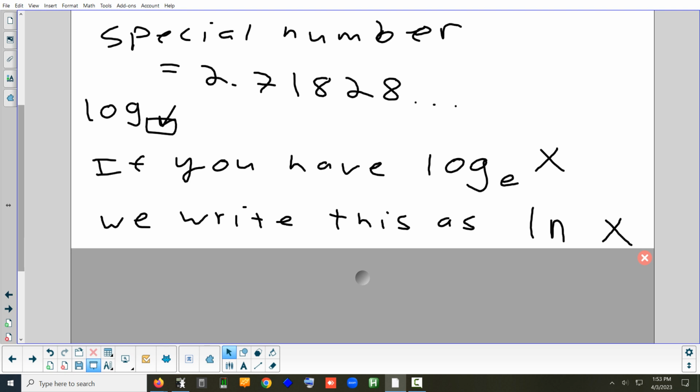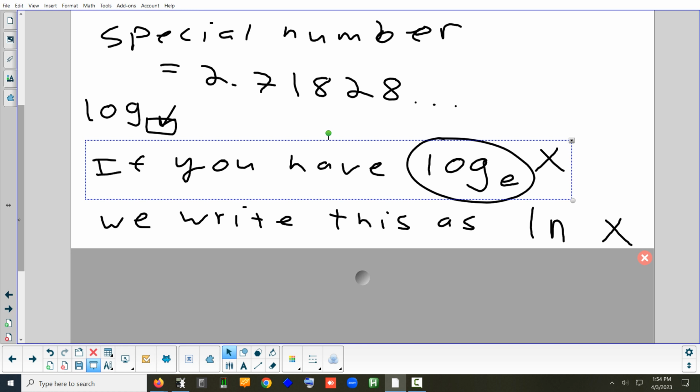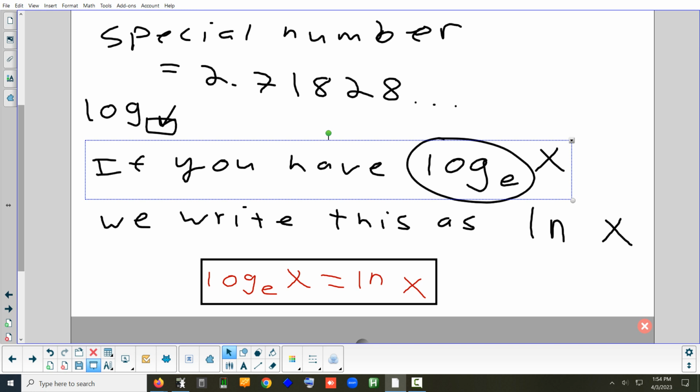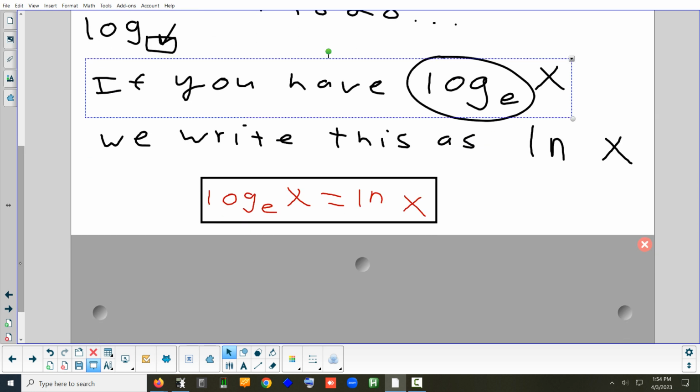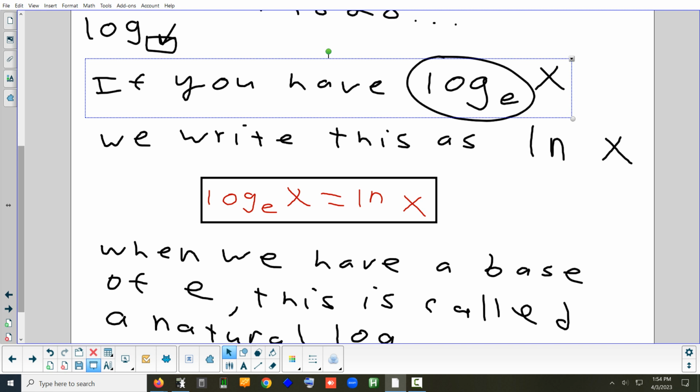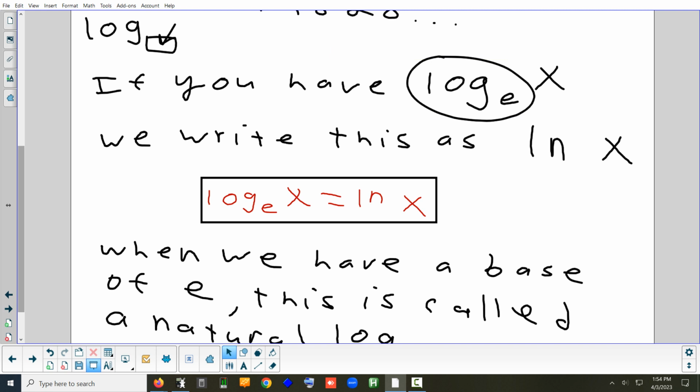If you have a log and the base happens to be e, this comes up often enough that they use an abbreviation instead of writing it like that. You'll never see log base e written out. What you're going to see instead of log base e is ln, lowercase l, lowercase n. The lowercase l, lowercase n stands for natural logarithm. So if it's natural logarithm, why isn't it nl? Why is it ln?